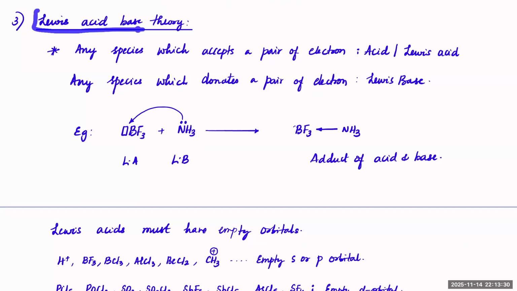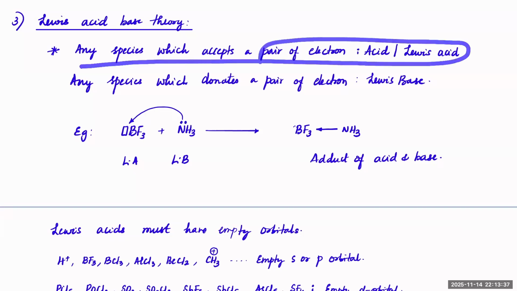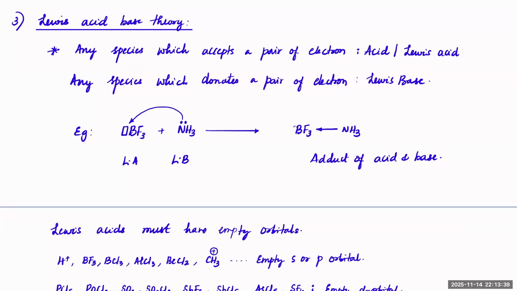According to Lewis acid-base theory, any species which accepts a pair of electrons is called an acid. It should accept a pair of electrons, not a single electron. It should always accept a pair of electrons. If it has to accept a pair of electrons, that means it should have one empty orbital.